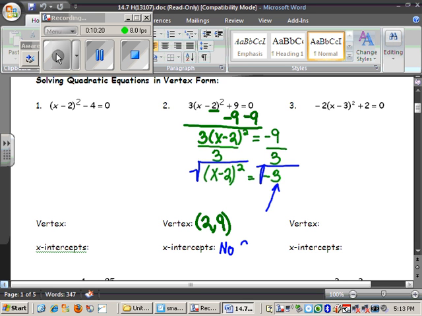And we call that no solution anytime we have no x-intercepts. It does not mean you don't have a parabola. It just means it's not going to cross the x-axis.